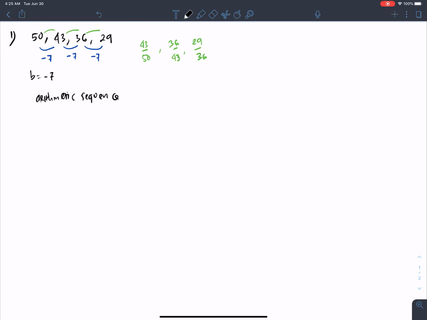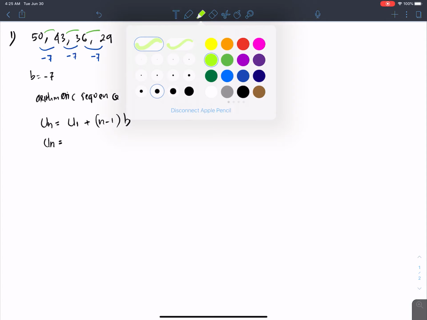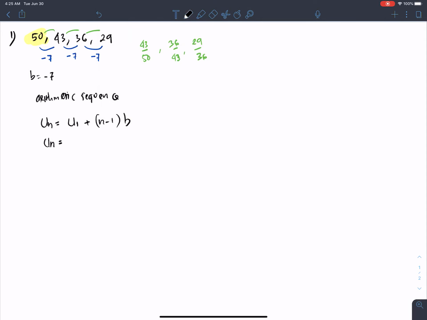the formula of the sequence must follow the general pattern un equals u1 plus n minus 1 times b. So what we need to do is just substitute the numbers immediately. We have u1, as we see in the question here, is 50. So we get 50 plus n minus 1 times b. The b that we have is minus 7. Alright, so we continue the calculation.